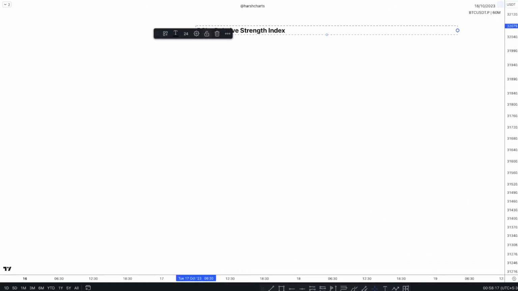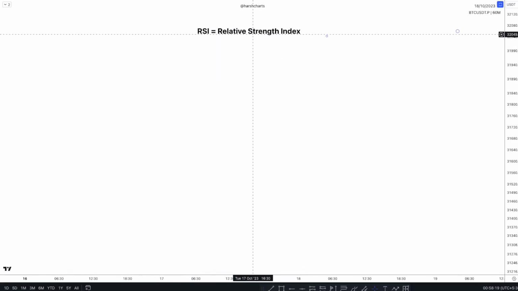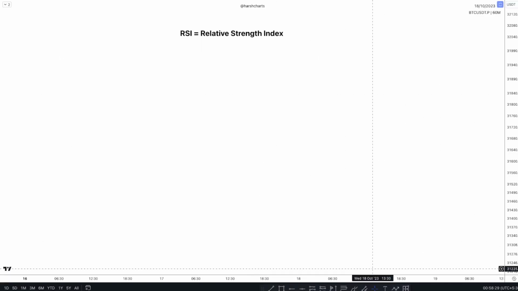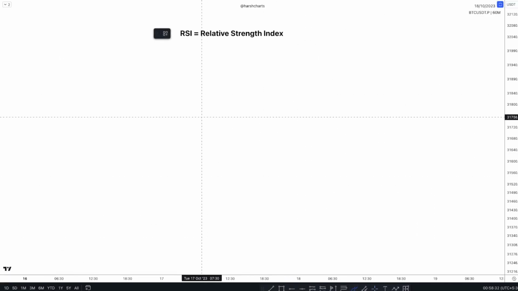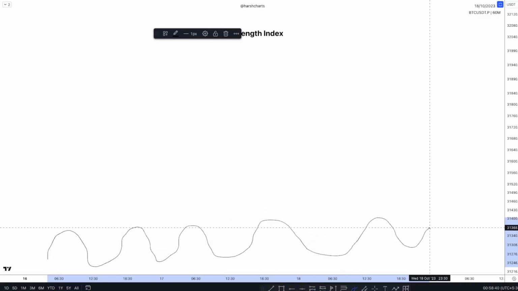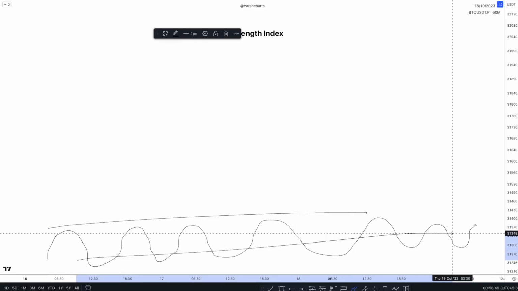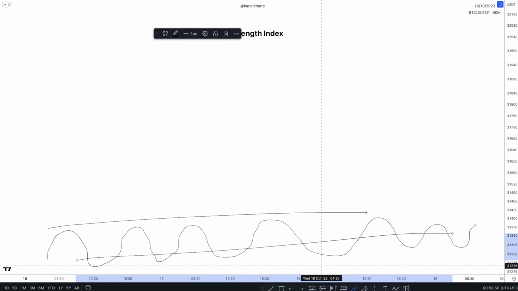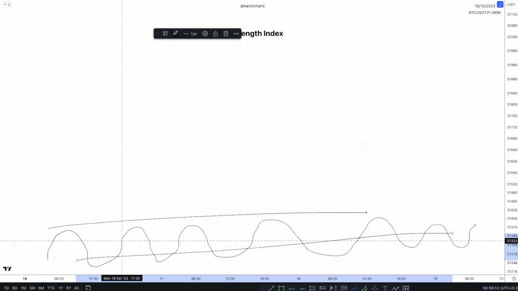Let me make it bigger. Now, RSI stands for Relative Strength Index, and these are basically called oscillators. What are oscillators? If you have seen some charts of traders, you might have seen some lines going on like this on charts, and this could be RSI, MFI, or MACD. But you must have noticed some lines going on below the chart, right?